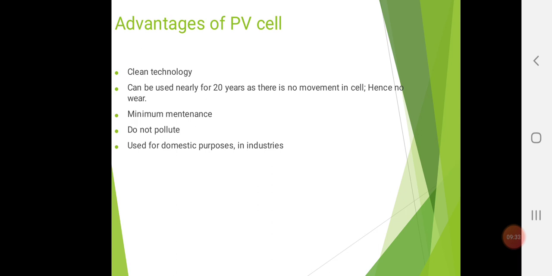Now, let's see what the advantages of PV cells are. Of course, it's a clean technology. It can be used for nearly 20 years as there is no movement in the cell, hence no wear. You have heard the phrase wear and tear. It requires minimum maintenance. And environmental pollution issues do not arise, of course. It can be used for domestic purposes, in industries, automobiles, etc. So these are the overall advantages of PV cells.